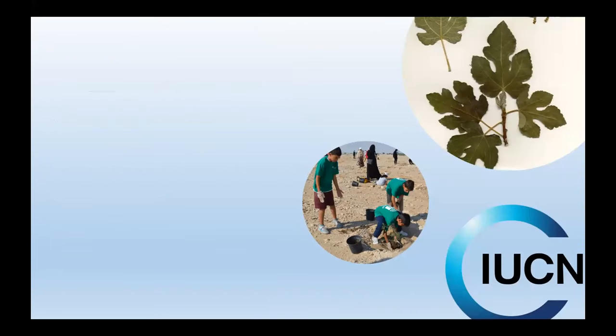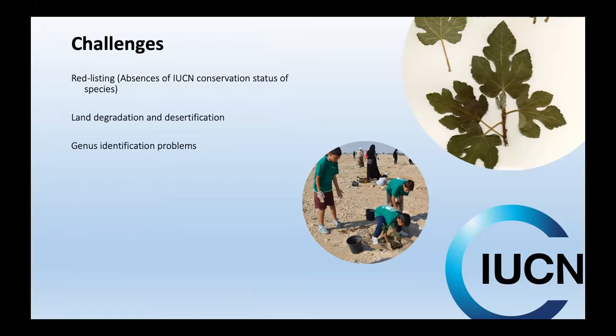In the end, I would mention the challenges, which is the red listing. We don't have the list of the threatened species. We also don't have the green list for the species and the protected area. Also, land degradation and desertification are among the challenges, as well as the genus identification problems, as I mentioned earlier.